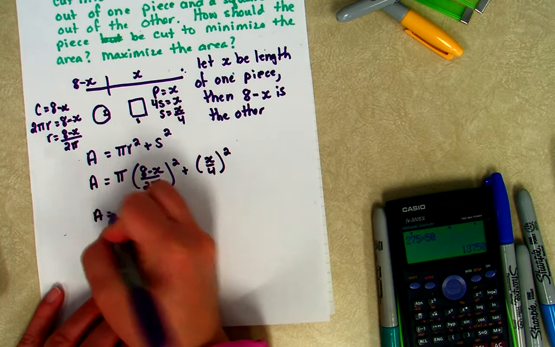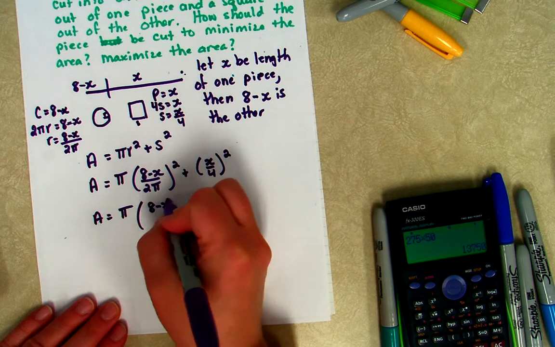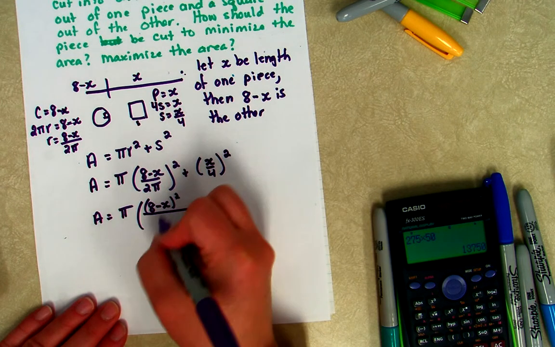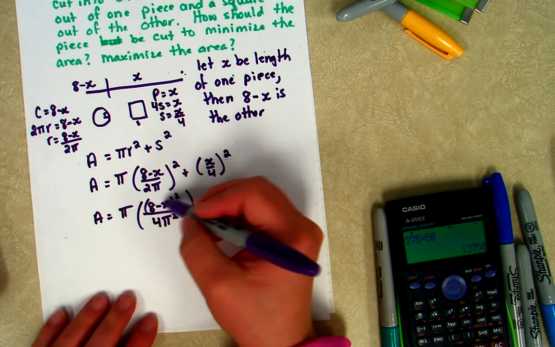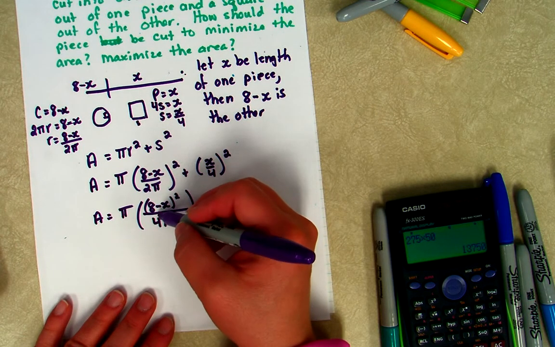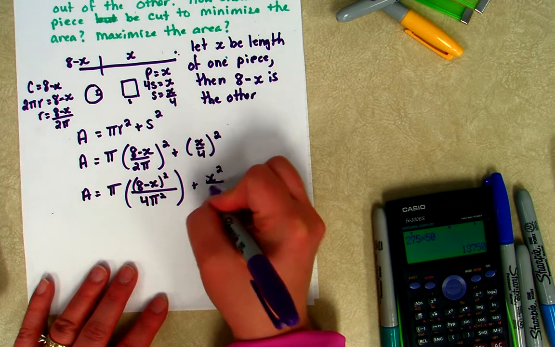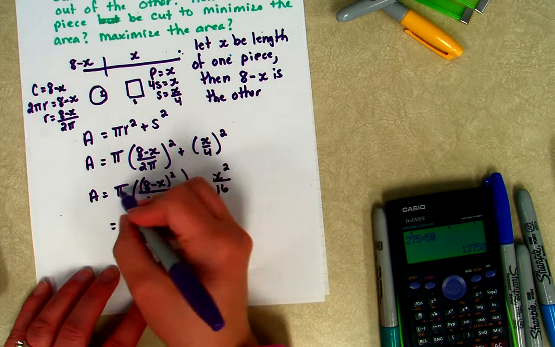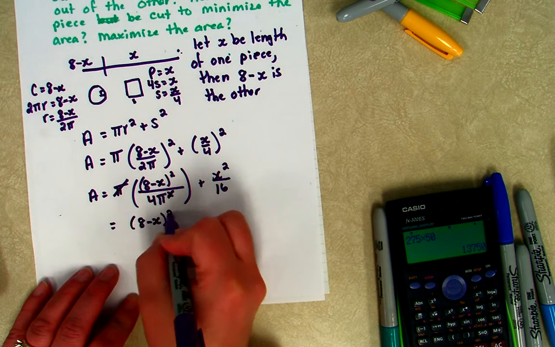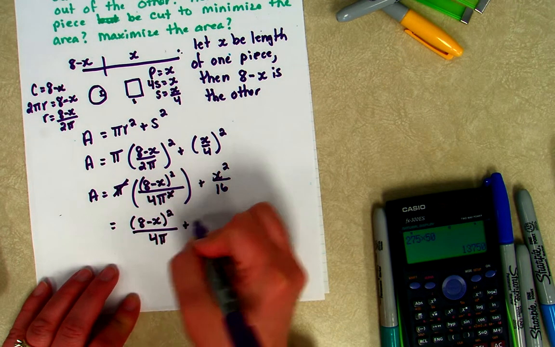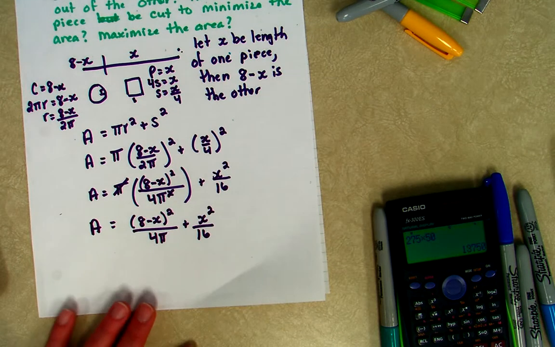It's not the prettiest thing in the world, but I'm going to clean it up a bit. So I'm going to have pi times 8 minus x squared over 4 pi squared. So I squared the top, squared the bottom. I haven't actually FOILed the top, but I did square 2 to get 4 and pi to get pi squared. And this is going to get x squared over 16. Now I can cancel this pi with one of those. So I get 8 minus x squared over 4 pi plus x squared over 16. So that's my formula for A.